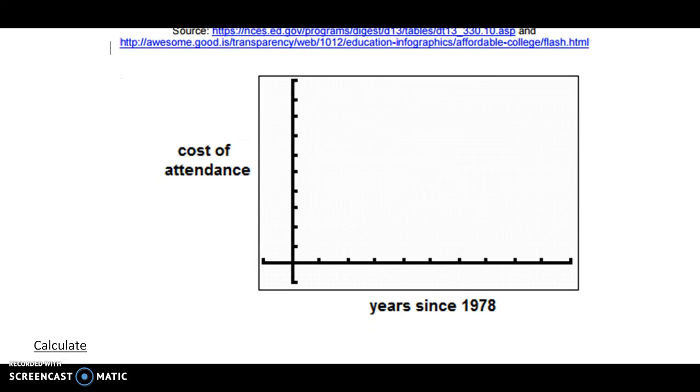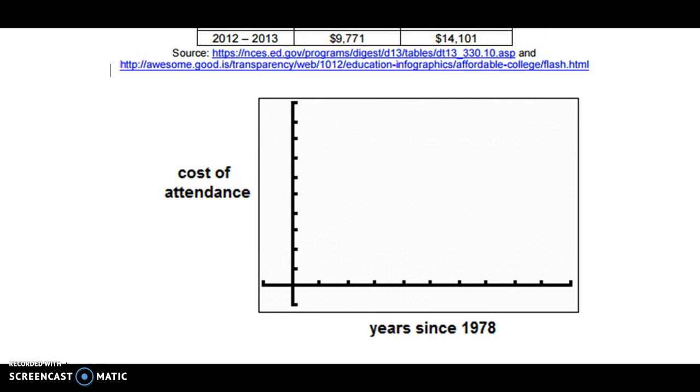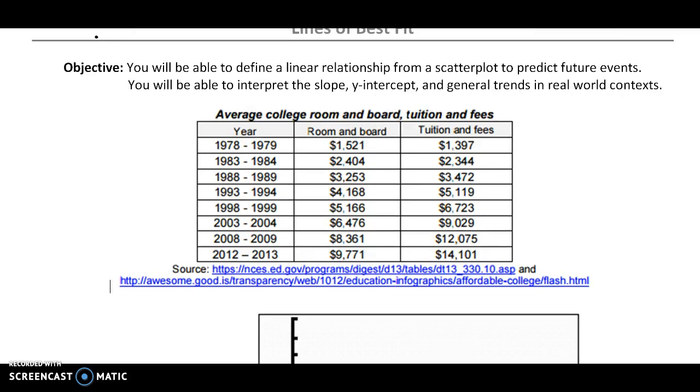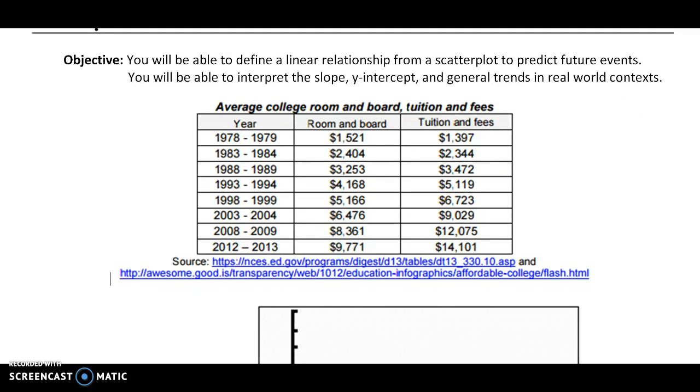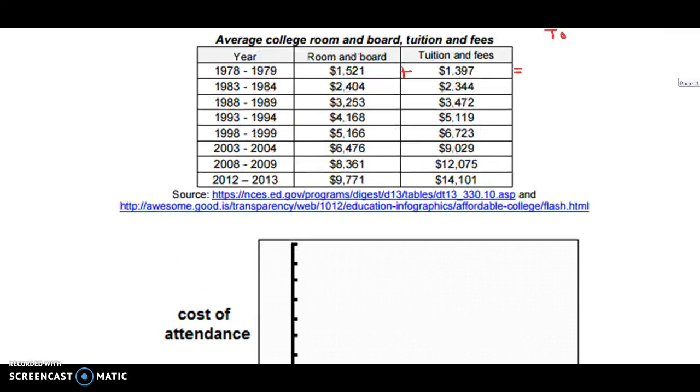Okay, so the first thing we're going to do is plot this data on a coordinate plane. So the coordinate plane I have here is years since 1978, and on the y-axis we have cost of attendance. Now, before we can actually plot that, we need to take a look at this data here. Because when you go to college, it's not just room and board you have to pay, it's not just tuition and fees, it's both together. So for the cost of attendance, what we're going to have to do is add up these two and figure out what the total cost is. And that's what we'll plot on our y-axis there.